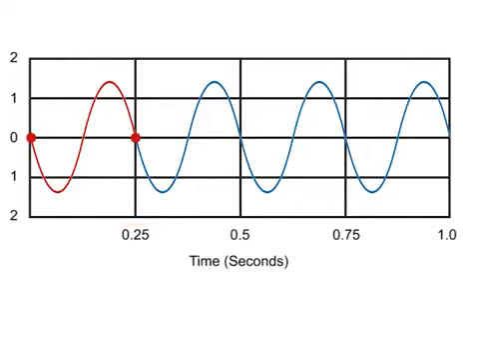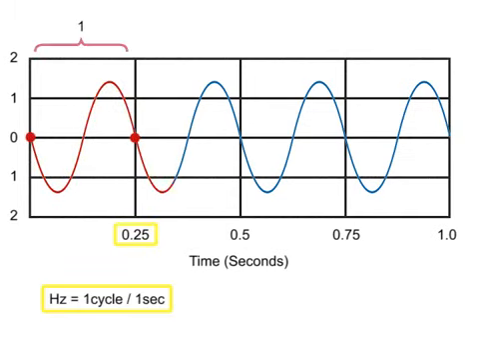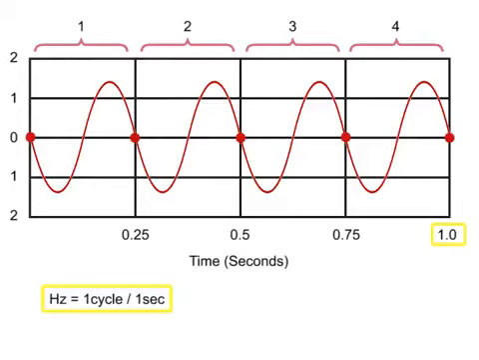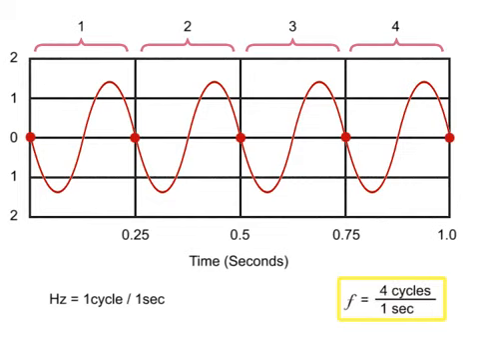The unit of measurement of wave frequency is called hertz. A hertz is equal to the number of wave cycles occurring in 1 second. For this wave, there are 4 cycles in 1 second. Given that frequency is 1 over T, or period, then the frequency is 4 cycles in 1 second, or 4 hertz.